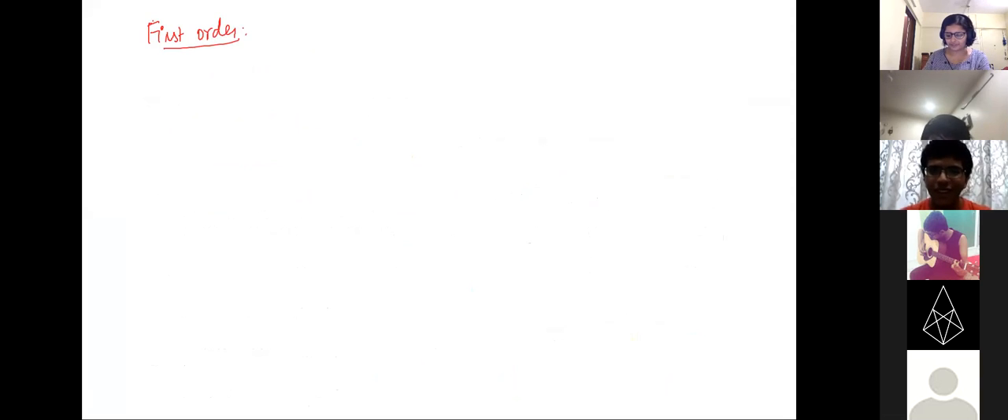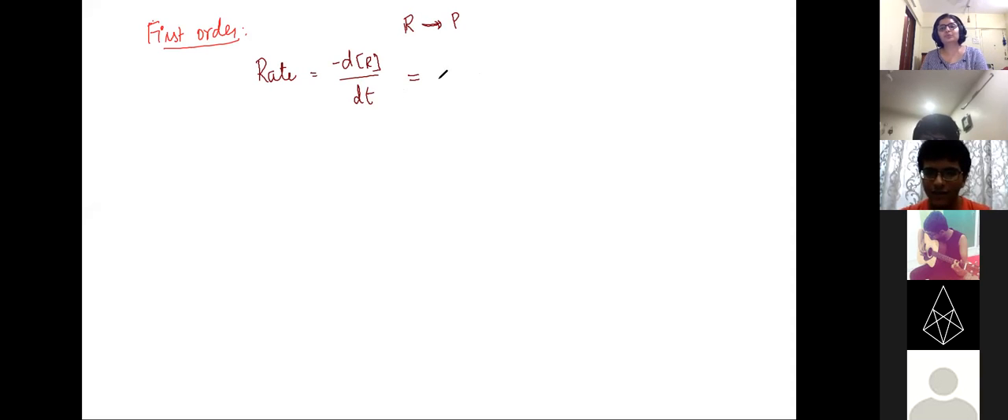Okay, so first order में how do you express rate of a reaction? Rate is equal to, which is basically minus dR by dt. Again, the hypothetical reaction we are considering is reactant giving product. So this will be equal to, what is the rate law?